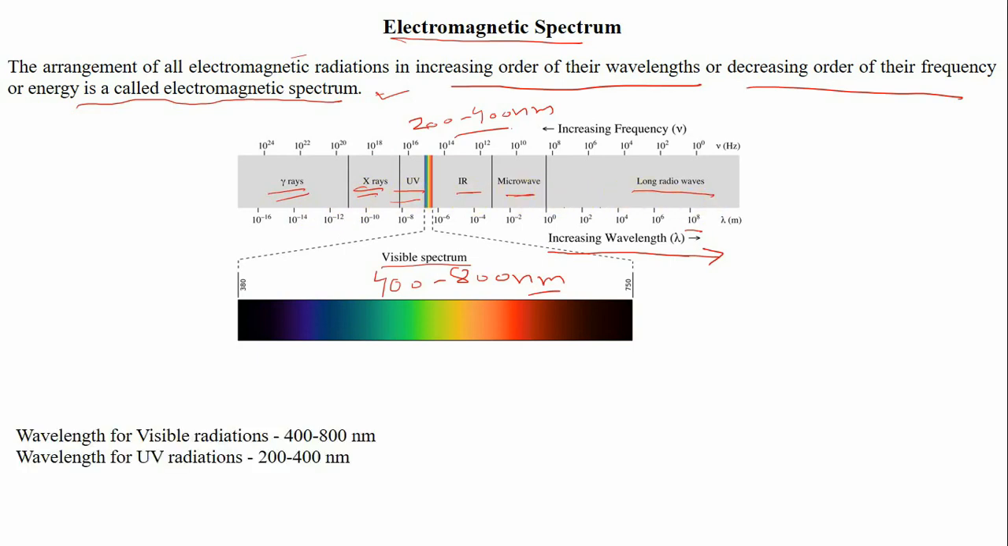Now in UV visible spectroscopy that we will discuss today, we will study only the interaction of UV and visible radiations with matter. So we will deal with the radiations in the range from 200 nanometer to 800 nanometer. The interaction of 200 to 800 nanometer radiations with matter is called UV visible spectroscopy, where the visible region is between 400 to 800 nanometer and the UV region is between 200 to 400 nanometer.